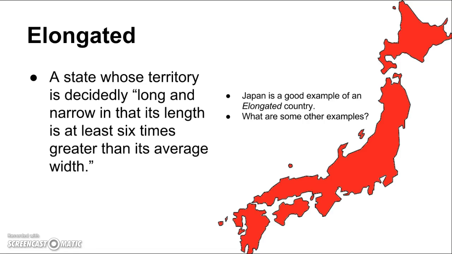What are some other examples? Some other examples of an elongated country could be Norway or Sweden. Both have very long north to south territory, and they're very narrow east to west. Another example could be Chile. Chile is a very long north-south country, expanding nearly the entire length of the South American continent, but it only has a very narrow width.